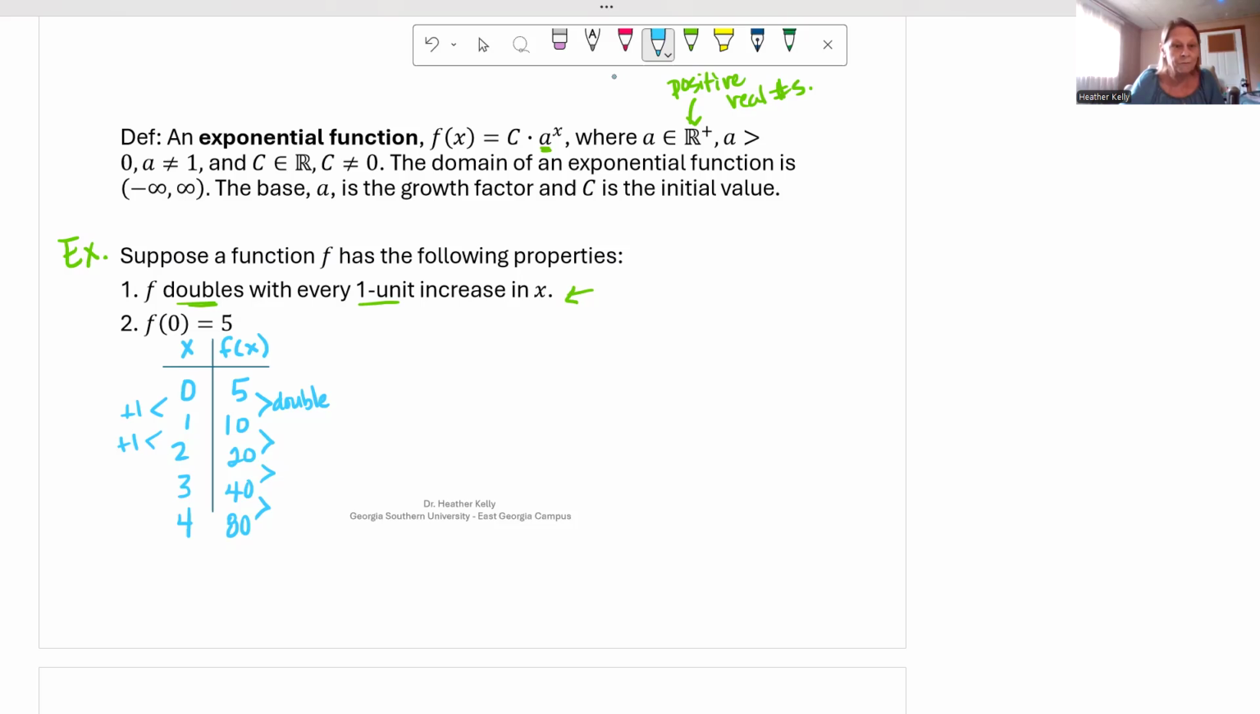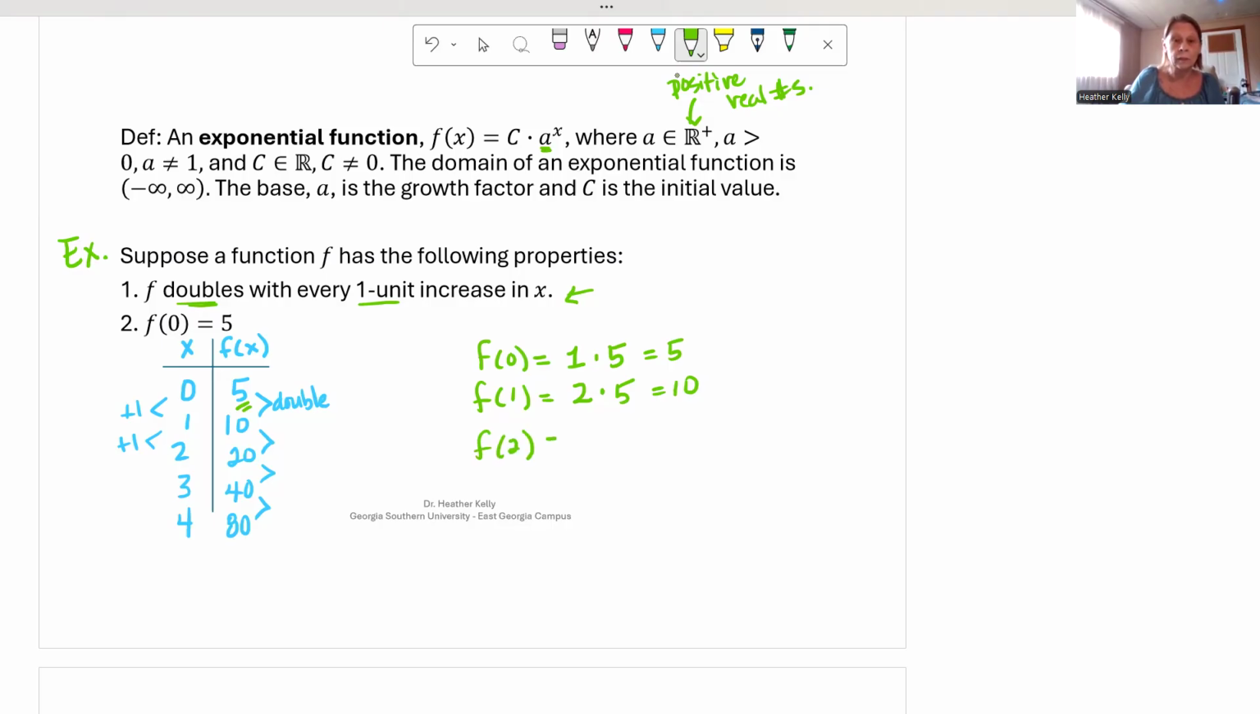Now, we want to figure out a formula here, okay? And so we can say a few things. We can say f of 0 is equal to 1 times 5, right? Because it was equal to 5. f of 1 is equal to 2 times 5. Agreed? Because this is equal to 5 and this is equal to 10.